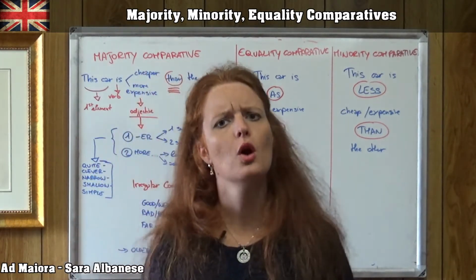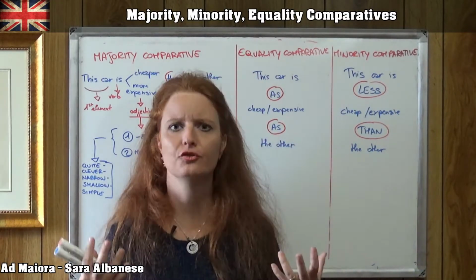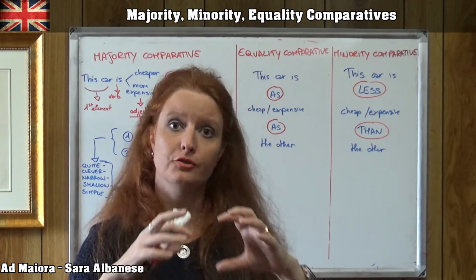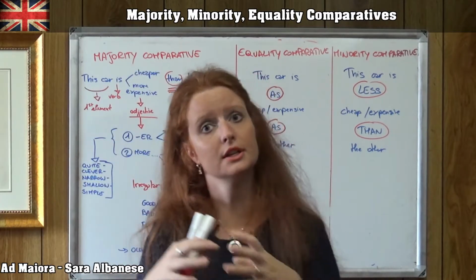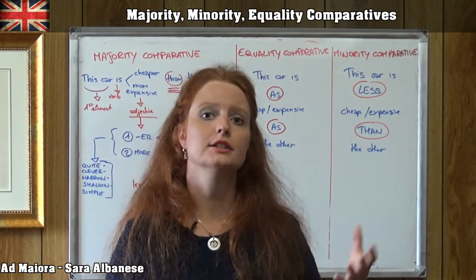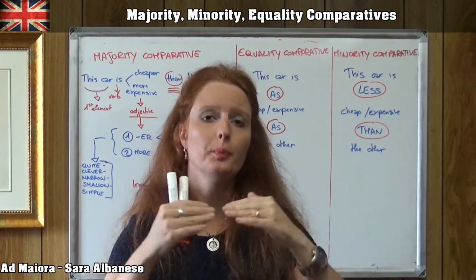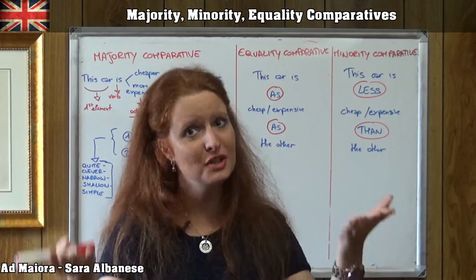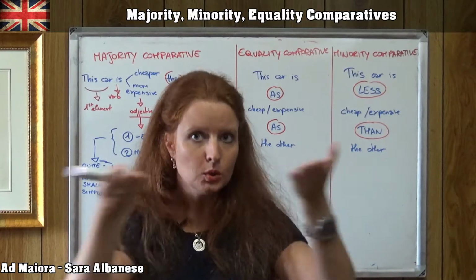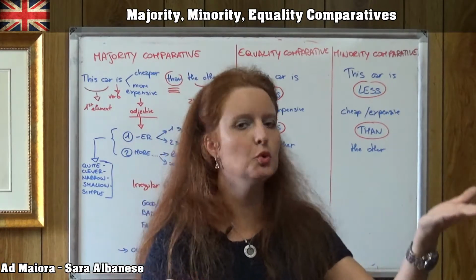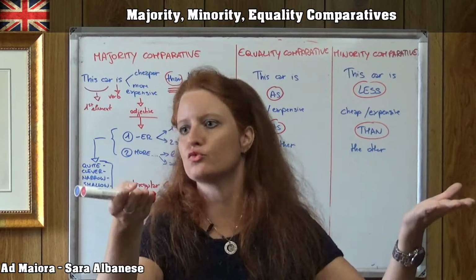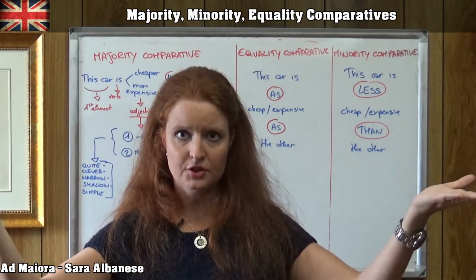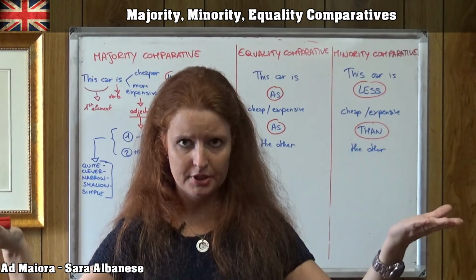So first of all, what are comparatives, comparative forms? When we talk about comparative forms, we talk about a form of the adjective or the adverb when two elements are compared. This is why it is a comparative. And these two elements can be equal, the same, so this book is as interesting as the other. This is on the same level, so this is an equality comparative.